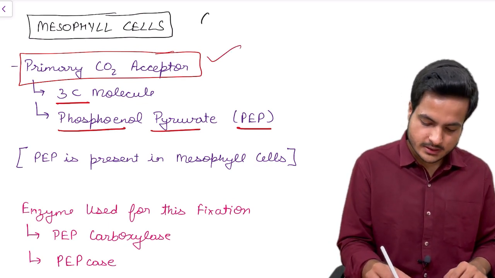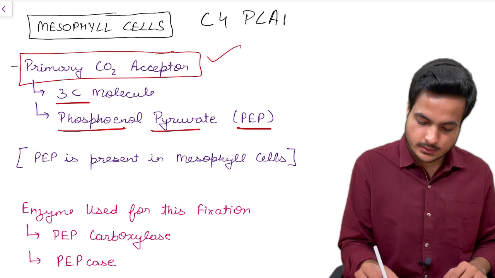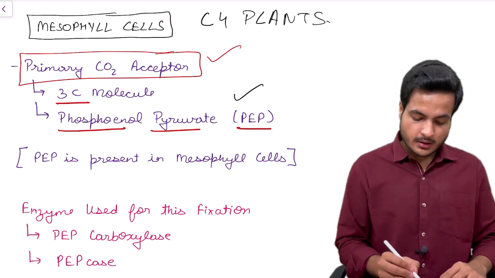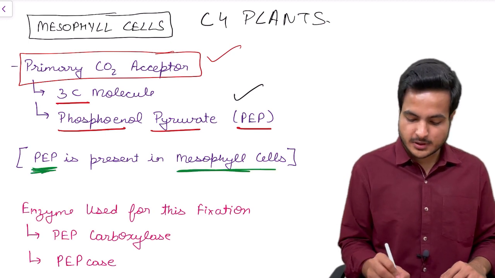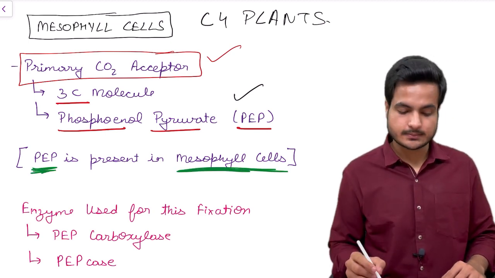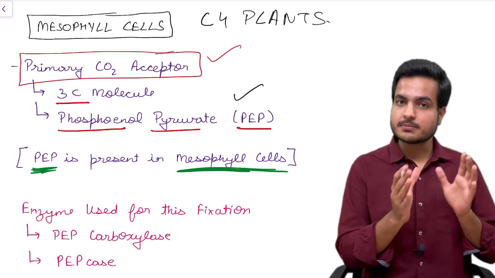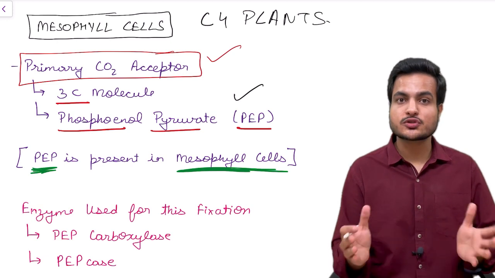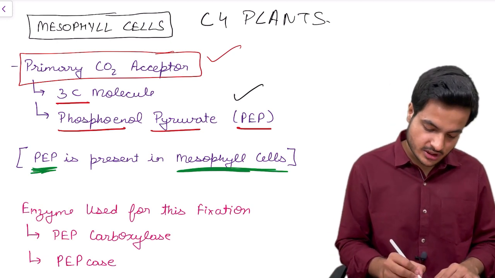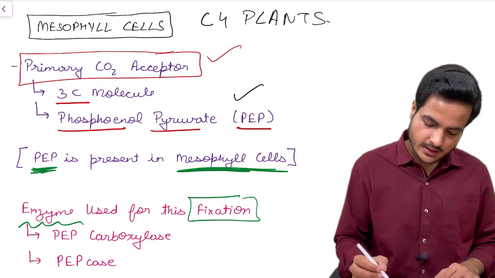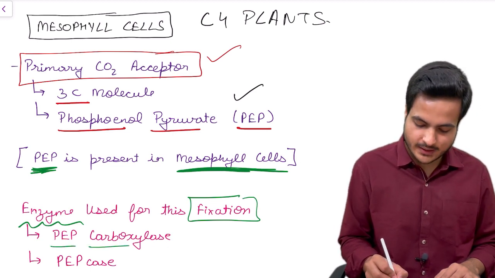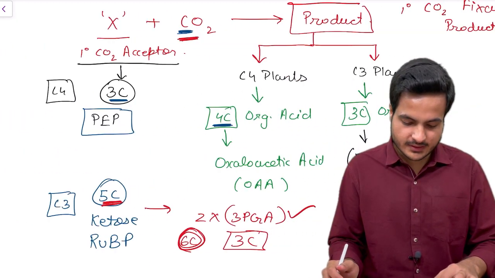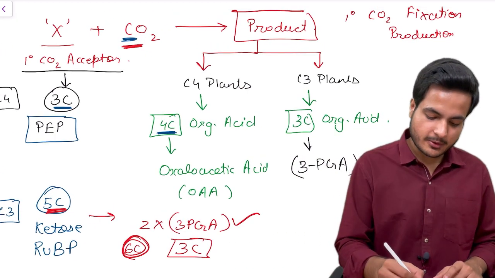Now coming back to our discussion, inside mesophyll cells we have the primary carbon dioxide acceptor. We are talking about C4 plants, and its name is phosphoenol pyruvate. This phosphoenol pyruvate is present in mesophyll cells, not in bundle sheath cells. You need to compare what is present in mesophyll cells of C4 plants and what is present in bundle sheath cells simultaneously, otherwise you will forget it. The enzyme required for this fixation in C4 plants is phosphoenol pyruvate carboxylase, also called PEPcase enzyme. So here we have dealt with what is called carbon dioxide fixation.